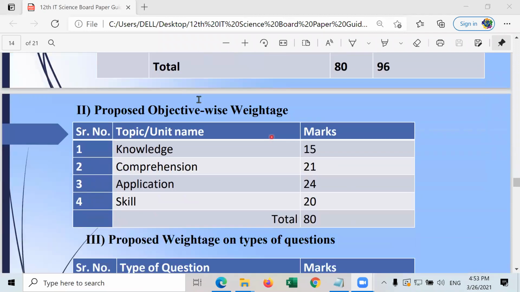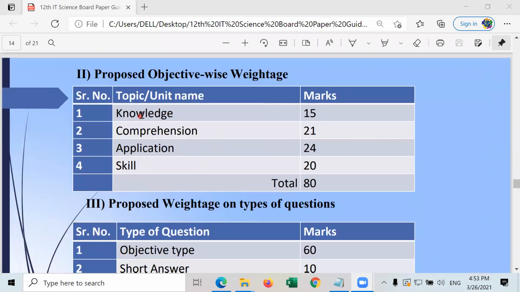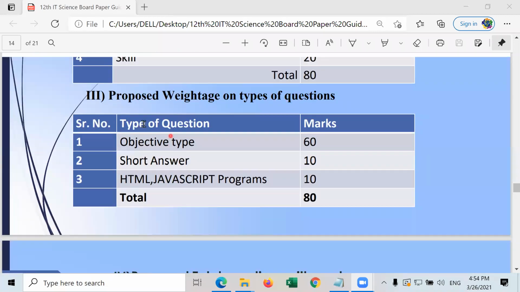Now we will see the distribution of marks objective-wise. There will be 15 questions based on knowledge, 21 questions based on comprehension and so on. There will be 60 objective questions which will carry 60 marks. There will be 8 short questions which will carry 10 marks, and programs, HTML and JavaScript programs, will carry 10 marks. We have discussed this part a few minutes back, so I will not waste time on this.